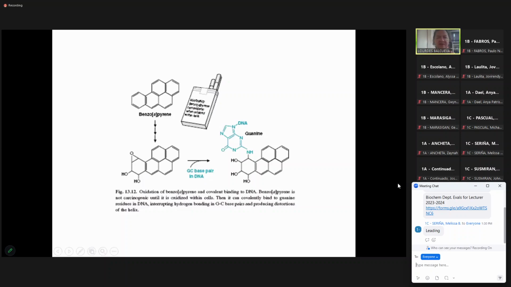Now, how is cigarette smoking unhealthy? So this is your benzopyrene that is present in cigarette smoke. It's not carcinogenic by itself, but once it is oxidized, it can react with guanine, the DNA molecule. It can bond with the NH group of your guanine, and of course this will inhibit the progress of replication.